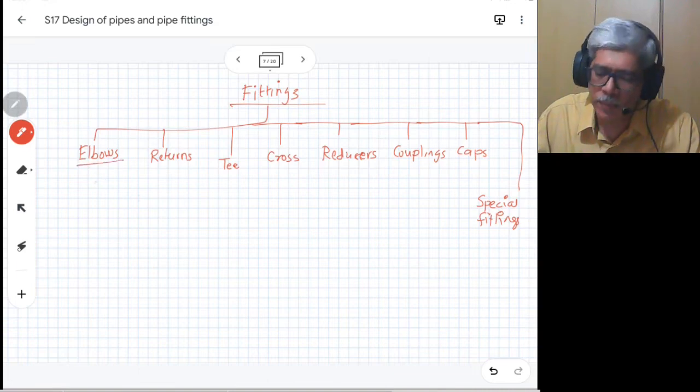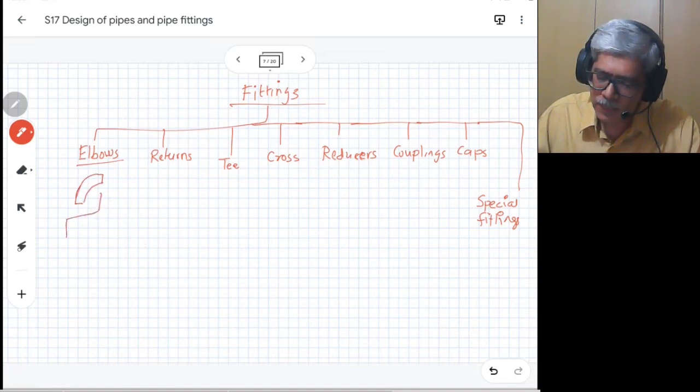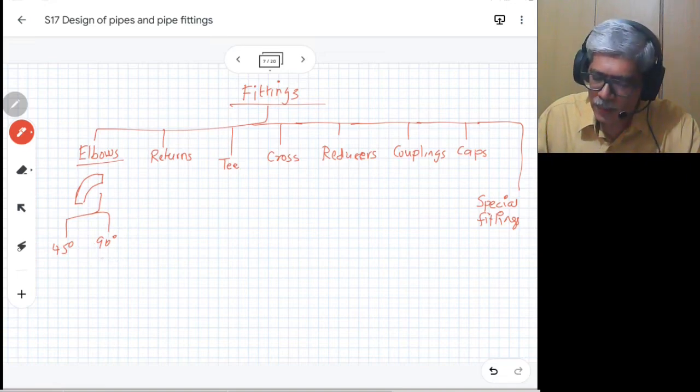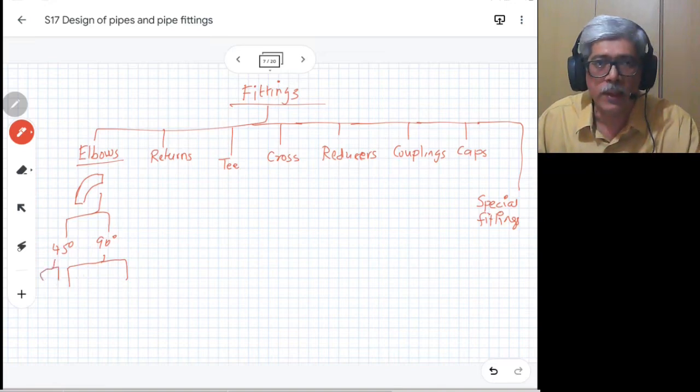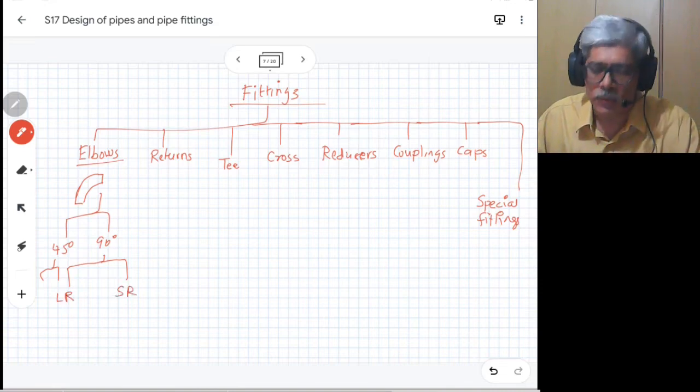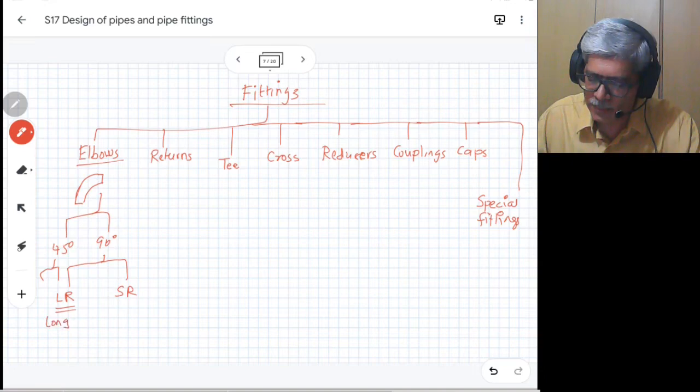So elbows are nothing but the bends which allow change in direction. So in elbows you have standard ones which are 90° or 45°. You can have any other angle, but these two are the ones standard. And within this, that is even for 45° or 90°, you have what is known as LR elbows and SR elbows. So LR stands for long radius elbows, and SR stands for short radius elbows.